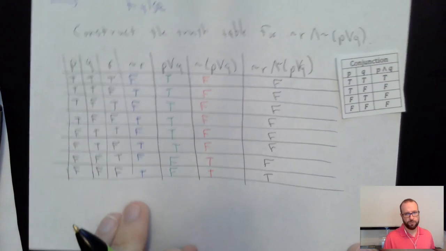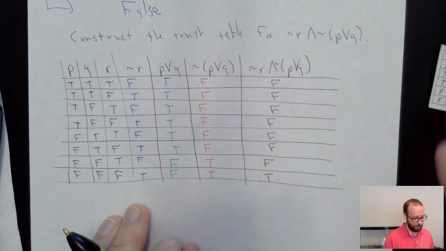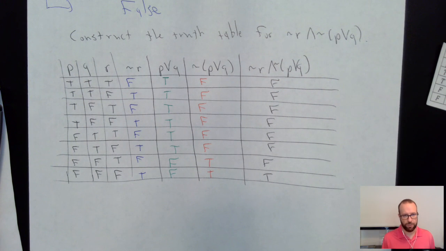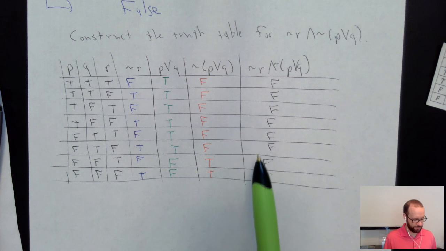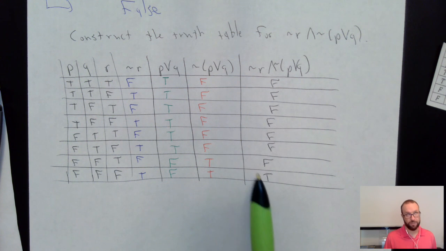Here is our full truth table for not R and it is not true that P or Q. False, false, false, false, false, false, false, true. I think I said the right number there. But here's an example of a taller table.